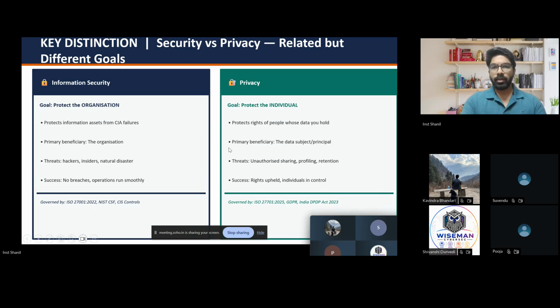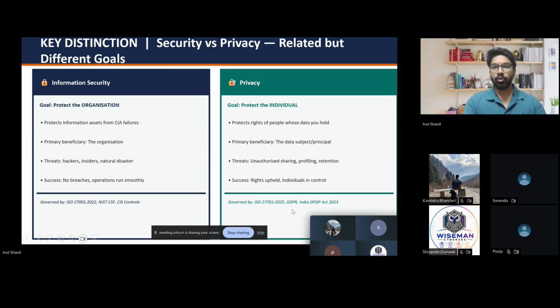Threats: unauthorized sharing, profiling, or retention. So what is a threat? That I can share your data without your authorization. I can retain it without your authorization. You asked me to delete your data, but I did not delete it. So that is a threat. Success, if your rights are upheld, if the individuals are in control of their data, that means your ISO 27701 is properly implemented.